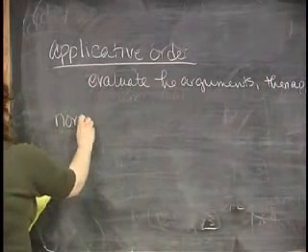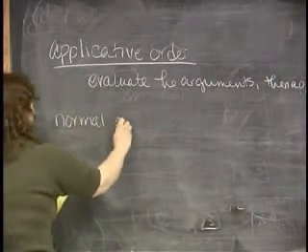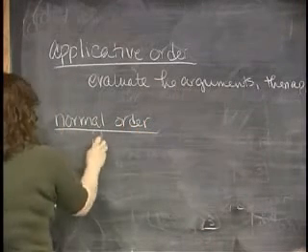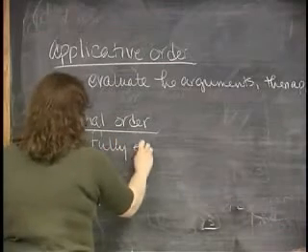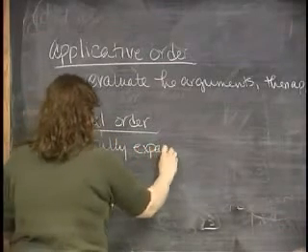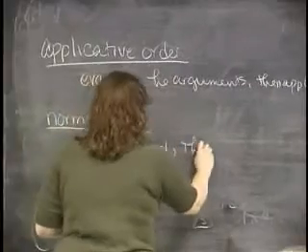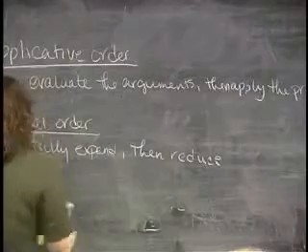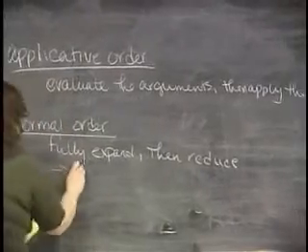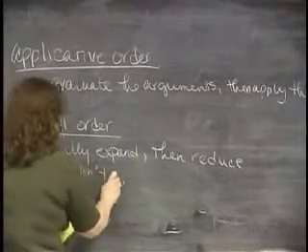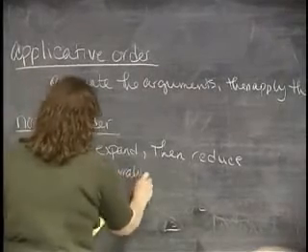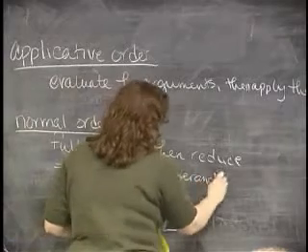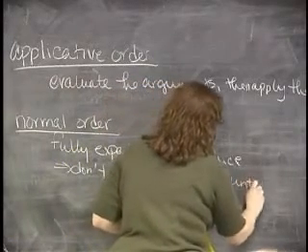With normal order evaluation, we fully expand, then reduce. Which means that we don't evaluate the operands until they are needed.